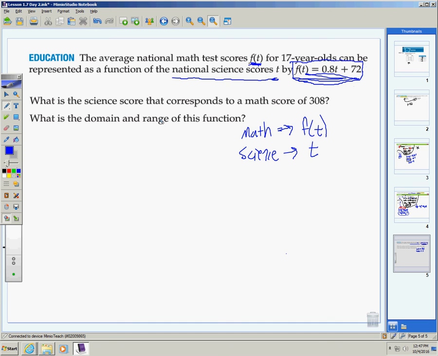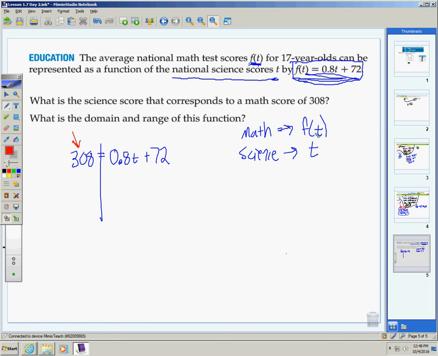And I'm going to say 308 equals, because I found the math score was 308, plug that in, 0.8t plus 72. And we haven't talked about how to solve an equation like this yet, so don't worry about it. But what I'm really concerned about is, do you know that the 308 goes in for f of t, because we're talking about a math score?